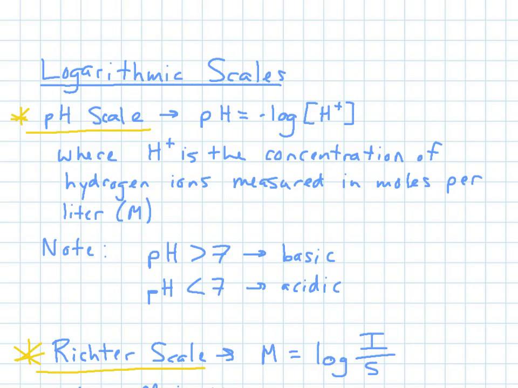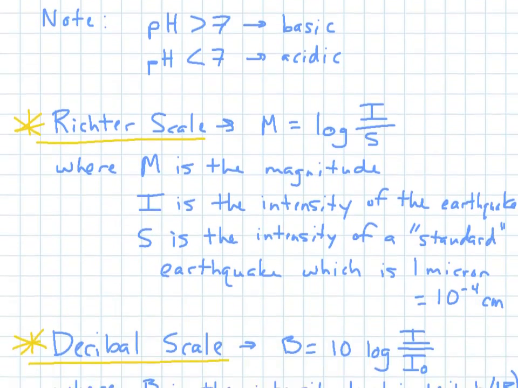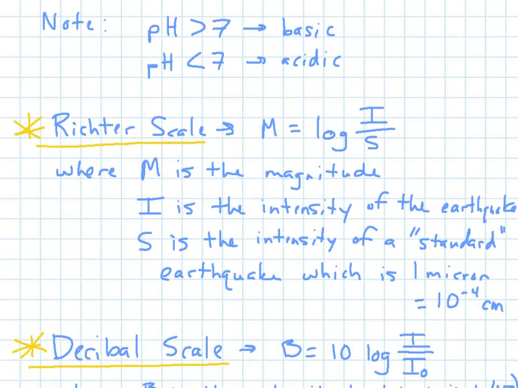One thing to note is that for pH level, if it's greater than 7, then it's basic. pH, if it's less than 7, is acidic. That'll be something that they ask you in your problems. The Richter scale helps us measure the magnitude of earthquakes.